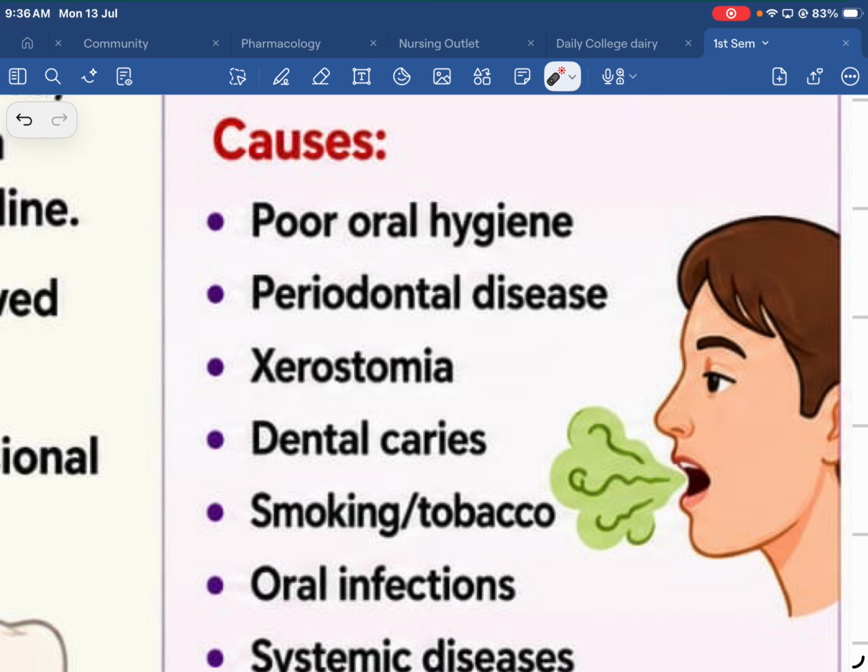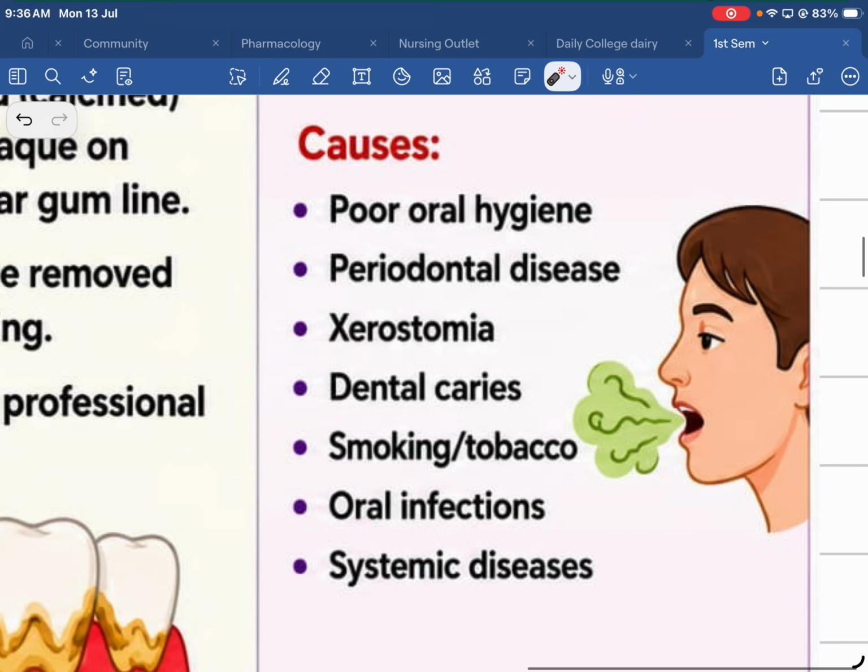Xero means dry. Stomia means mouth. Dry mouth also causes halitosis and dental caries. In Kannada we call it ulkalu, okay. And the next one is smoking or tobacco, that also causes halitosis, everyone knows. Oral infections like oral candidiasis or oral thrush will also cause the smell. And systemic diseases that affect overall systems, that may be respiratory, digestive, every system will be affected, that is called systemic diseases.